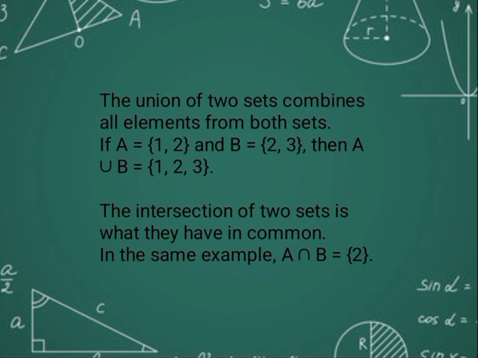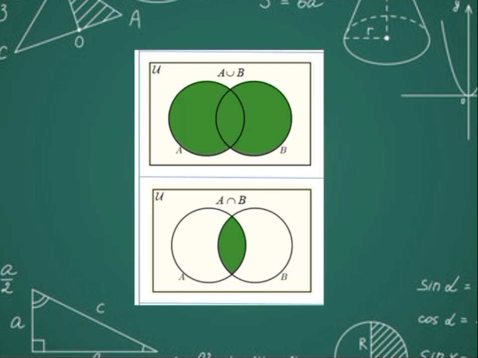The union of two sets combines all elements from both sets. The intersection of two sets is what they have in common. So let's have this for better understanding. So this is the union, A union B, which means elements that belong to either A or B or both. This one is called A intersect B. It means elements that belong to both A and B.